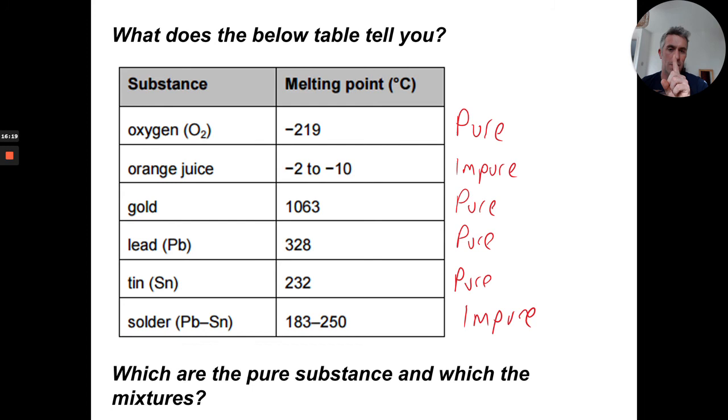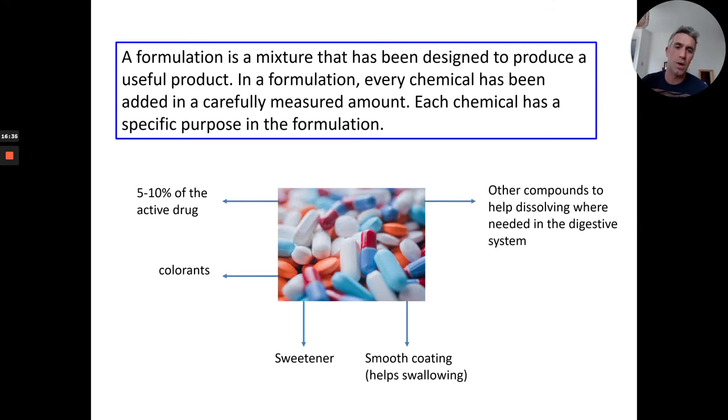Oxygen. 1 melting point. Must be pure. Orange juice. Range of melting points. Not pure. Gold. Pure. Lead. Also pure. Tin. Pure. And solder. Impure. Range. Ooh, when I said there was no more writing, I lied.